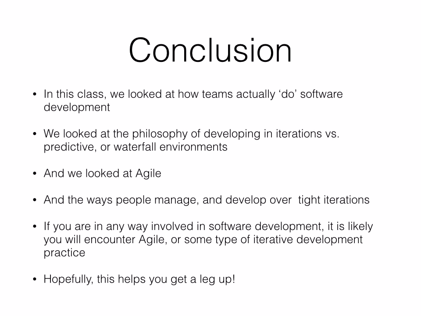So let's move to the last slide, which we appropriately titled Conclusion. In this class, we looked at how teams actually do software. We talked a lot about how people actually do software development, the nuts and bolts of what people actually do. We looked at the philosophy of developing in iterations versus predictive or waterfall environments. We looked at the philosophy of agile and the ways people manage and develop over tight iterations. We also looked at instantiations of agile: Scrum with respect to management, and extreme programming with respect to development.